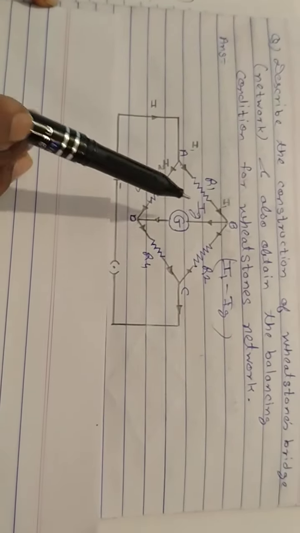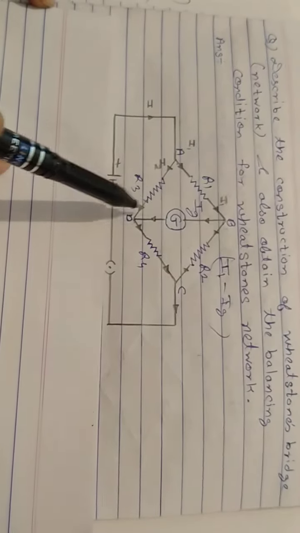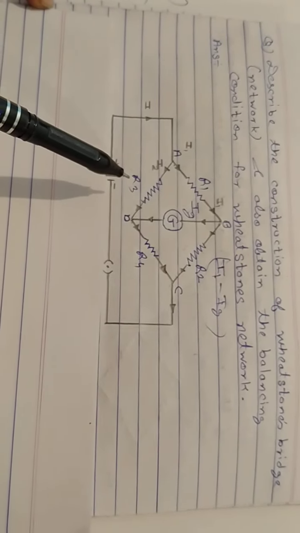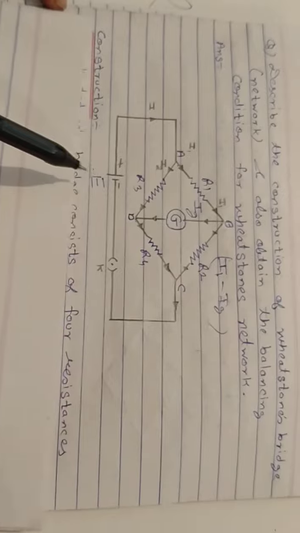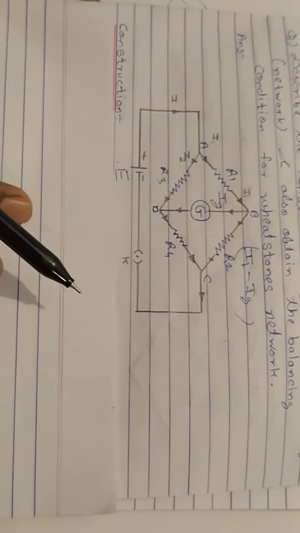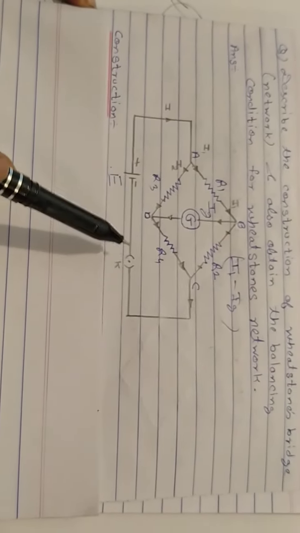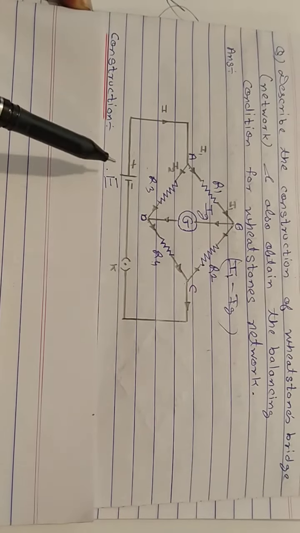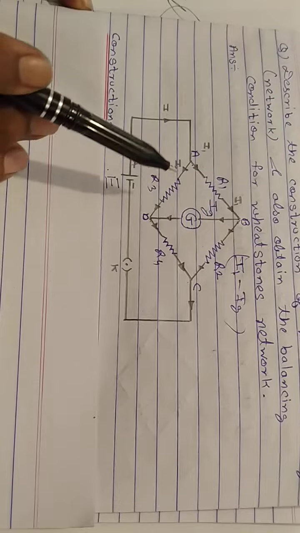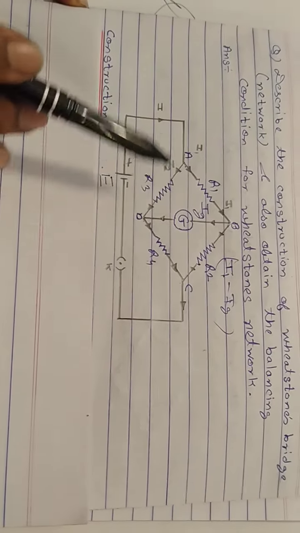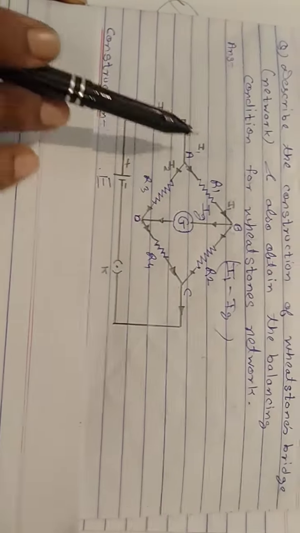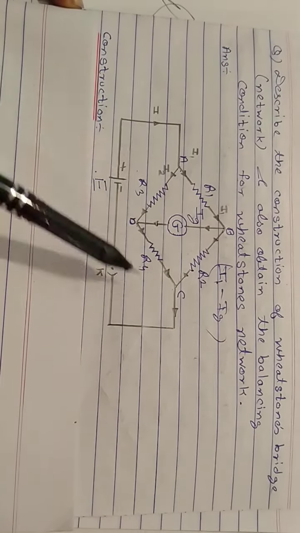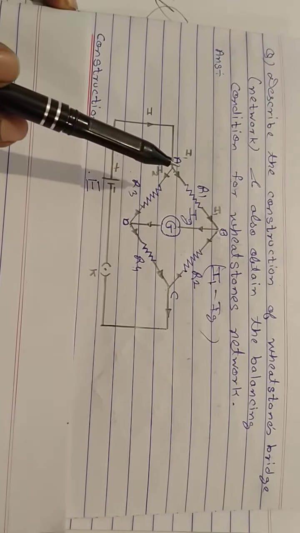The galvanometer is connected between point B and D. The EMF of battery E and key K, plug key K, is connected in series between point A and C as shown in the diagram. So this is the basic electrical circuit of Wheatstone bridge.